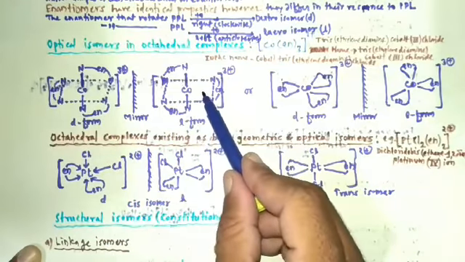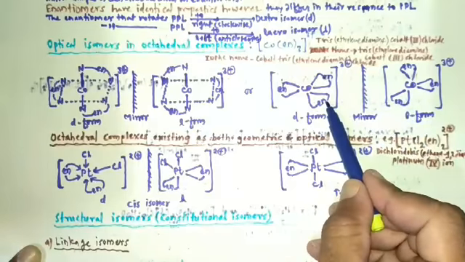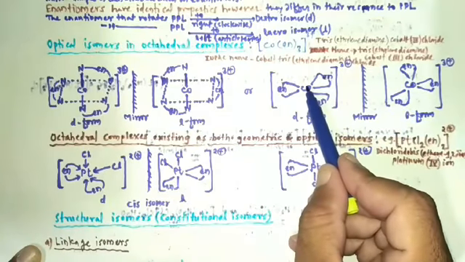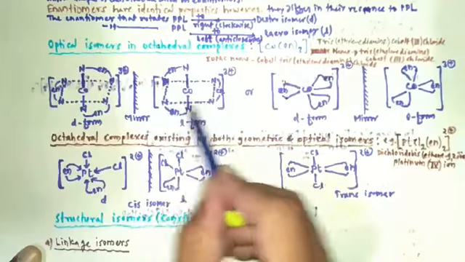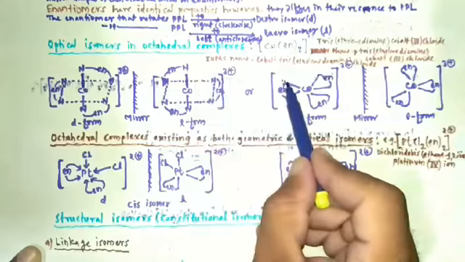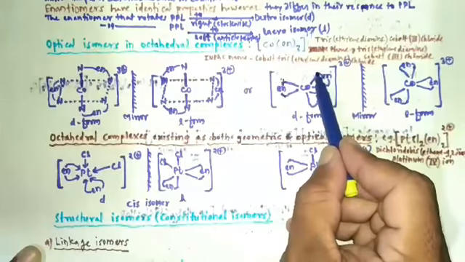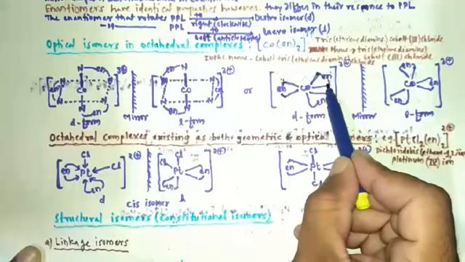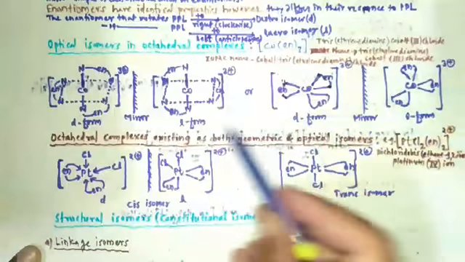This can also be represented by this formula. Here the central metal atom or ion is cobalt, and at the corner there is a nitrogen atom, and to the nitrogen atom the ligand is attached.